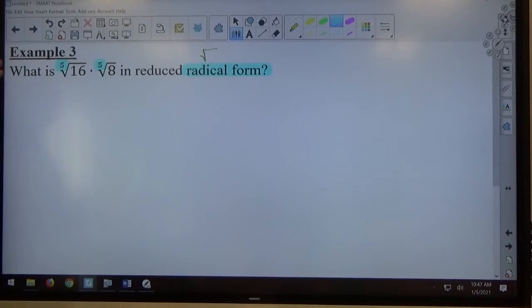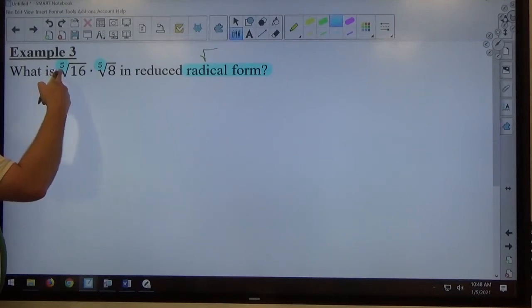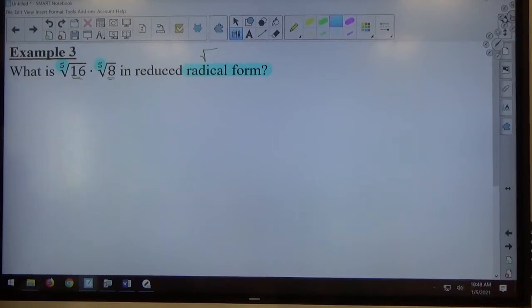But in general, what I'm looking at here is I've got 16 to a fifth root and 8 to a fifth root. First thing I notice is 16 and 8 are both powers of 2. 2 times 2 is 4, times 2 is 8, so that's 2 cubed, times another 2 is 16, that's 2 to the 4th.